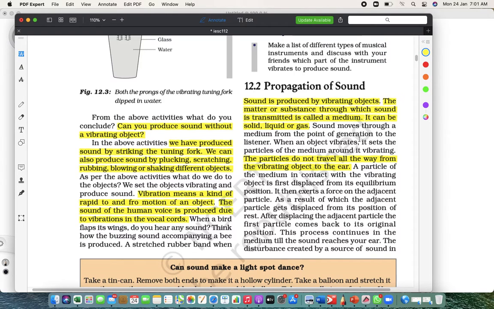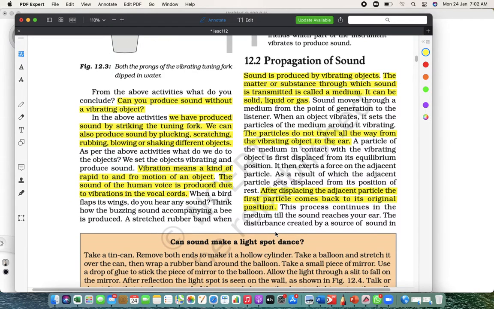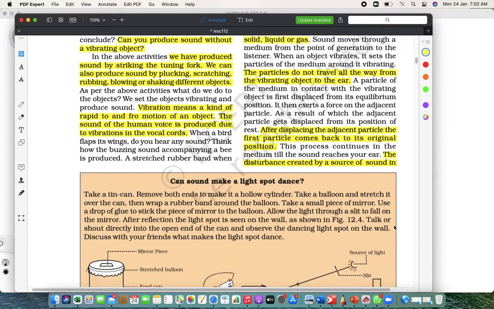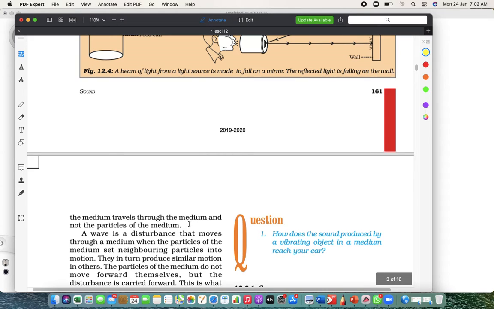That is the particles. The particles of the medium in contact with the vibrating object are first displaced from their equilibrium position, and they exert force on the adjacent particles. Adjacent particle means the next particle. As a result, the adjacent particle gets displaced from its original position, and so on. After displacing the adjacent particle, the first particle comes back to its original position, and this process continues. Thus, we can say the disturbance created by the source in the medium travels through the medium and not the particles.